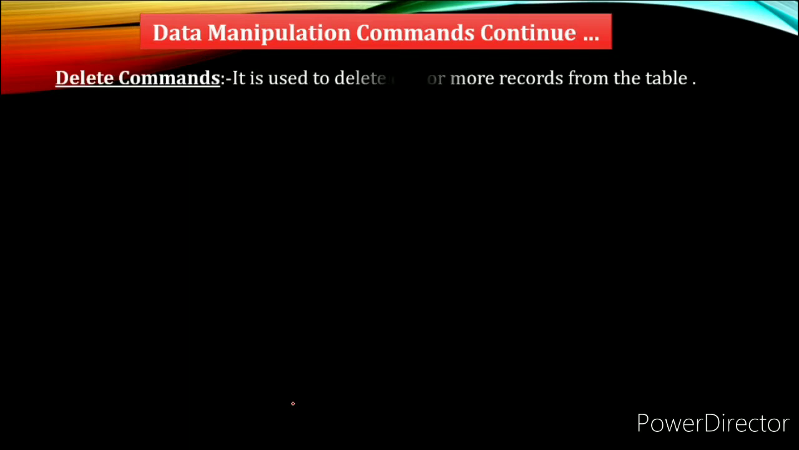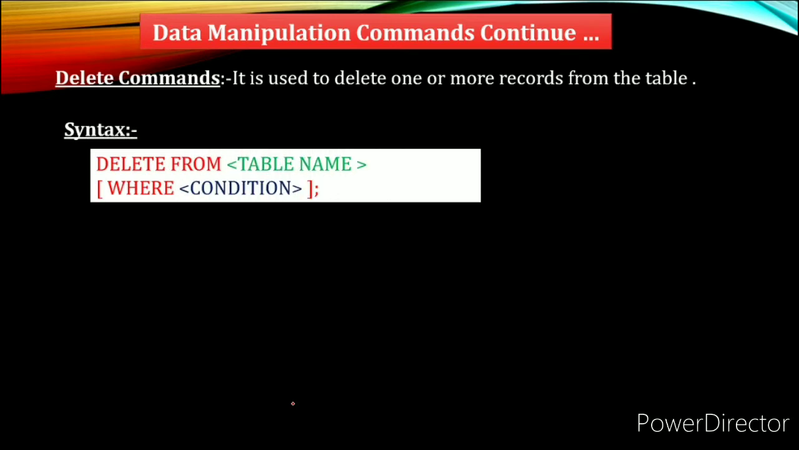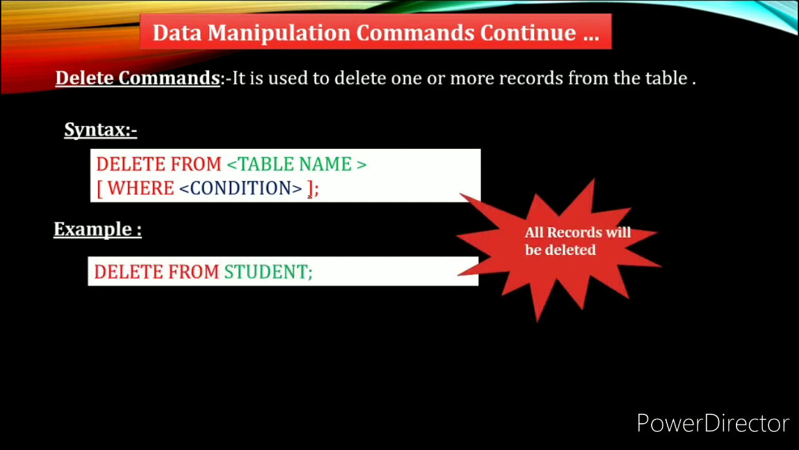The next command is the delete command. Delete command is used to delete one or more records from the table. The syntax is: delete from table name, after that the where condition. Here the where condition is also optional. If you want to delete all the records from the table, then there is no need to write a where condition: delete from table name. It will delete all the records from the student table and the table becomes an empty table.